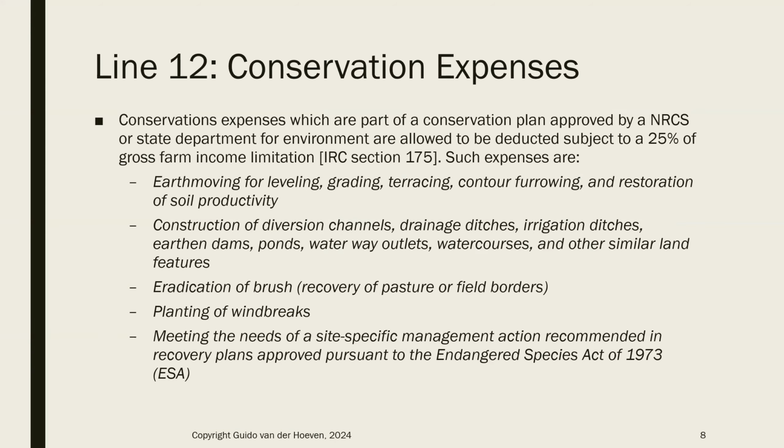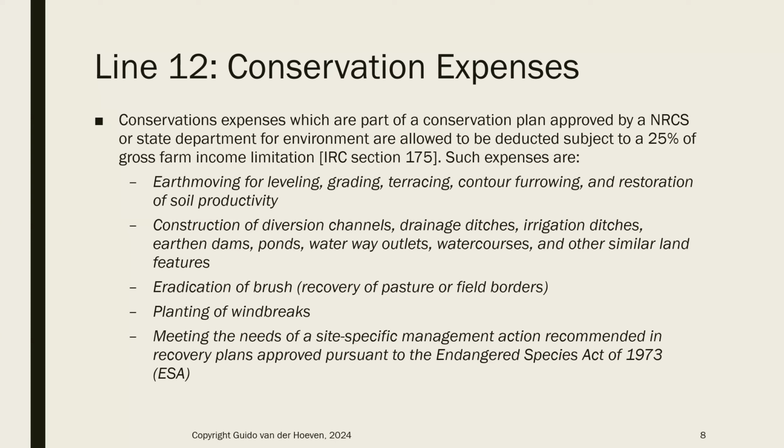Now, conservation expenses, and there's a couple of questions that came in, and I tried to answer those. One of the things to think about is relative to soil and water conservation practices. You might remember on Monday's presentation, I said there's a 25% gross income limitation for Code Section 175. When you go into the code, it lists what you see on the screen. These are what are going to be considered conservation plan expenses for the purposes of Code Section 175.